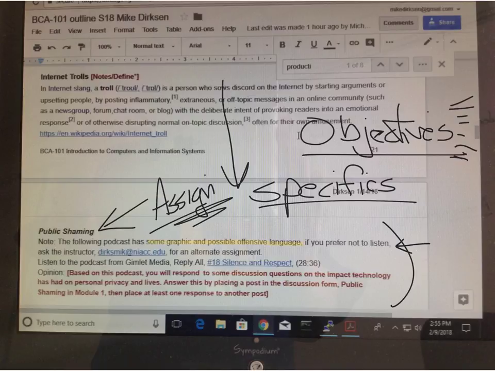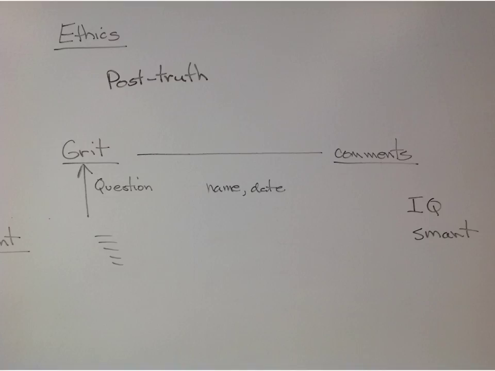Anyway, if you don't want to listen to some of the offensive language, then you need to talk to me about a separate assignment. Otherwise, we'll talk about this a little bit more on Monday. Monday, we're going to wrap up the unit. Today, I talked about some key things in terms of the assignment. Let's do that first.